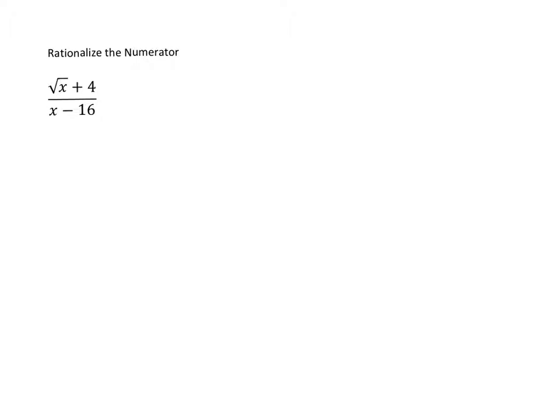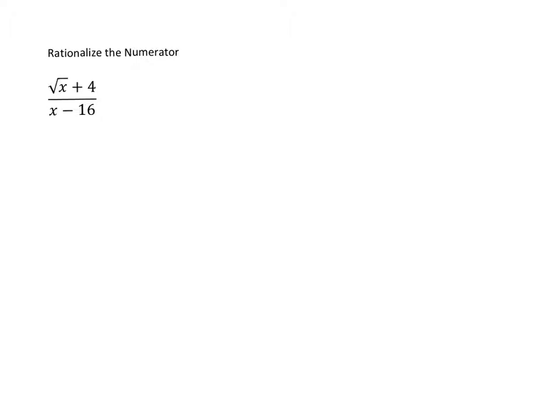So for this example, we want to rationalize the numerator, which is very similar to the example we just worked. So if you look at the numerator, we have the square root of x plus 4. It contains the square root, which we want to get rid of, and it also contains 2 terms.